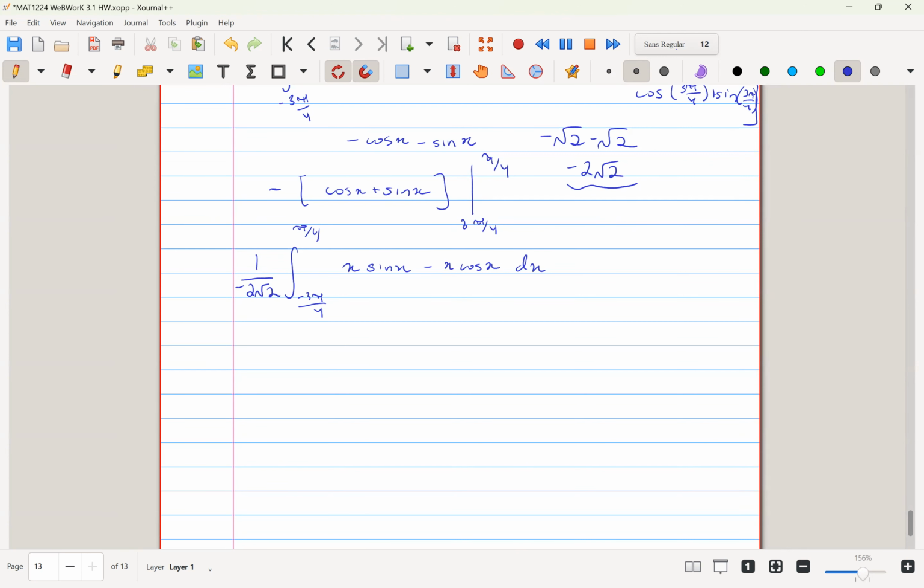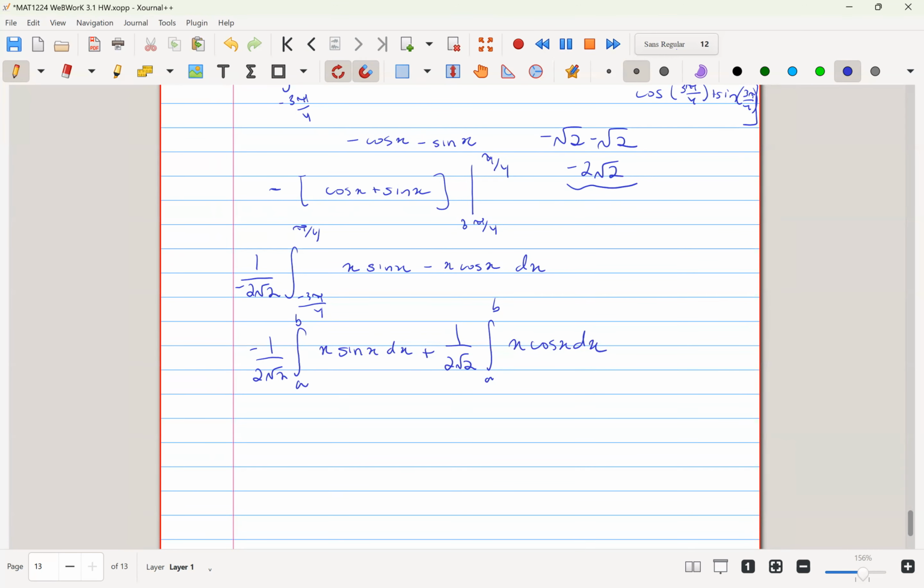So now we can split that up into 2 integrals. We have negative 1 over 2 square root of 2, and for the bounds I'm just going to say a to b, so I don't have to rewrite this the entire time, integral of x sine of x dx, plus 1 over 2 square root of 2 integral from a to b of positive x cosine of x dx.